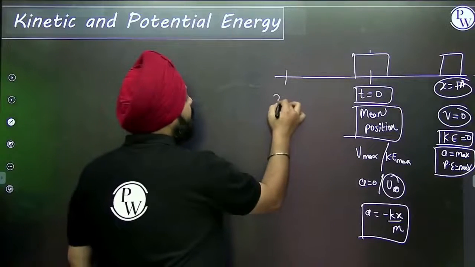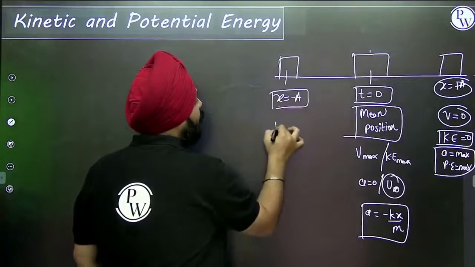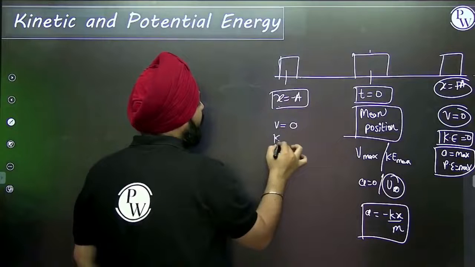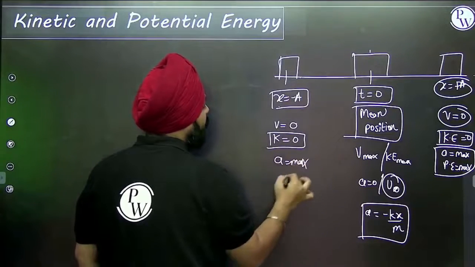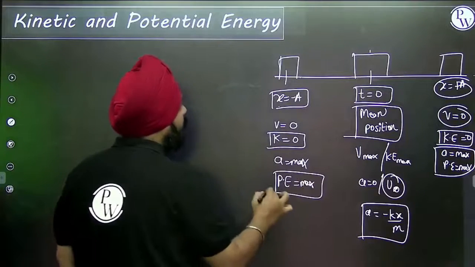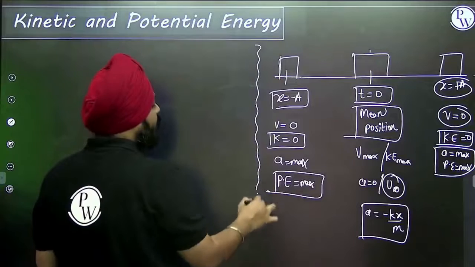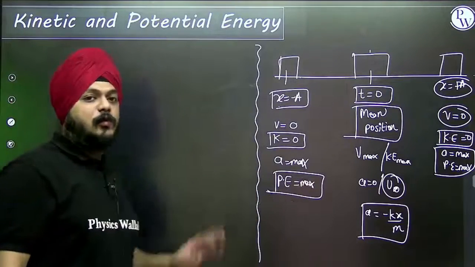Suppose we are moving on to the x is equal to negative a point. At this point also the velocity of the particle is 0, so kinetic energy is 0, and acceleration is maximum. In another sense, the potential energy of the particle is maximum. What are the equations? See here, the potential energy is associated with spring.